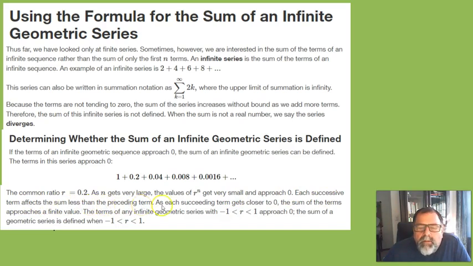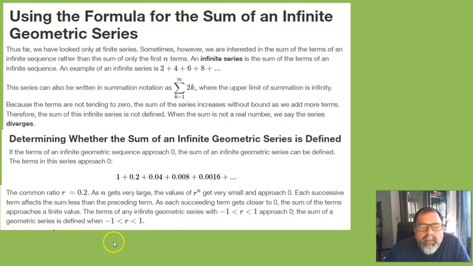As you add terms that are getting closer to 0, the sum of the terms approaches a finite value. If you're adding almost nothing, it pretty much leaves the sum alone. It's not going to grow very much. So there's a limit to how much it can grow. The terms of an infinite geometric series with r between -1 and 1 approach 0. The sum of a geometric series is defined when r is between -1 and 1.